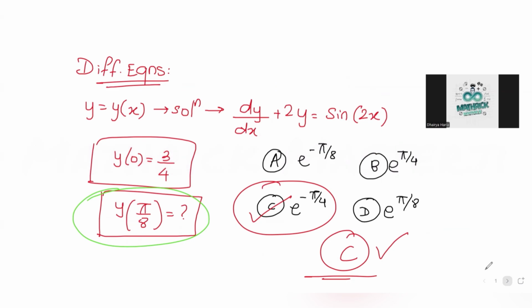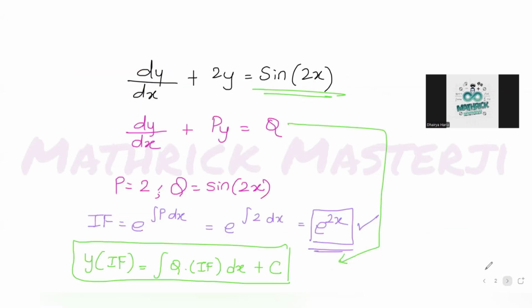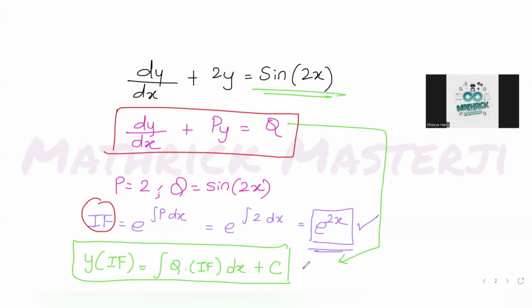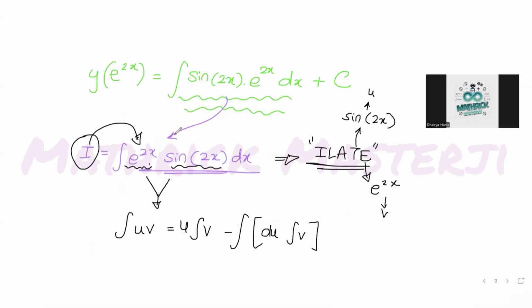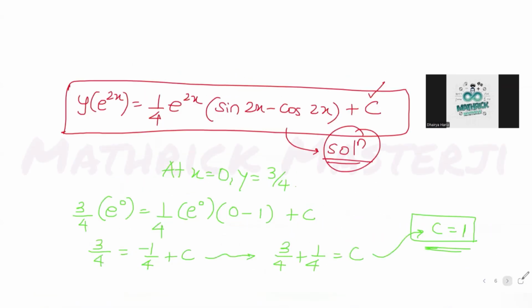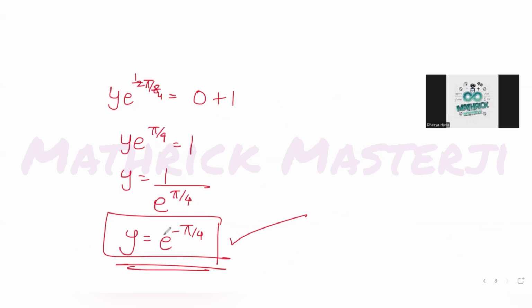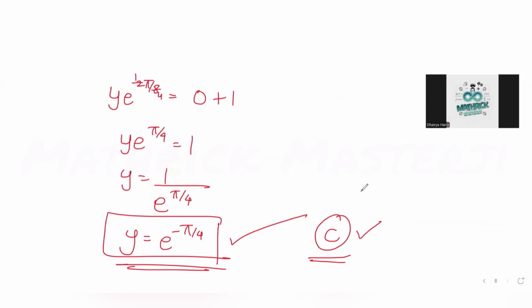I hope you have understood how to solve this type of questions. So what we did is we just compared it with my general form, got P's and Q's. Once I got P and Q, I found the integrating factor, and then I know the solution is given by this: y times integrating factor is integral of Q times integrating factor dx plus C. So once I got that, I found the solution of differential equation, and that solution gave me the constant's value as 1. And at x equals pi over 8, they were asking me to figure out the value of y, which basically matched with answer choice C.